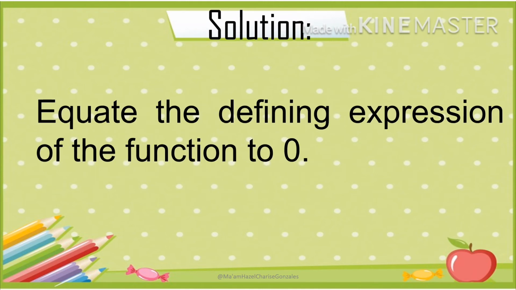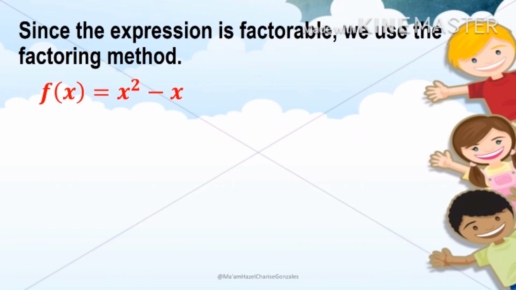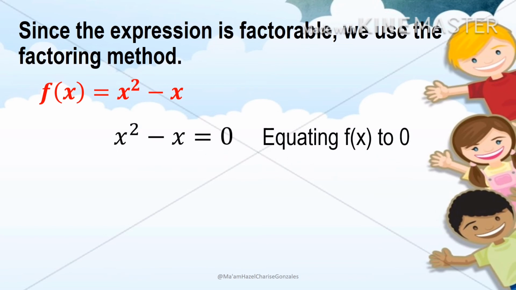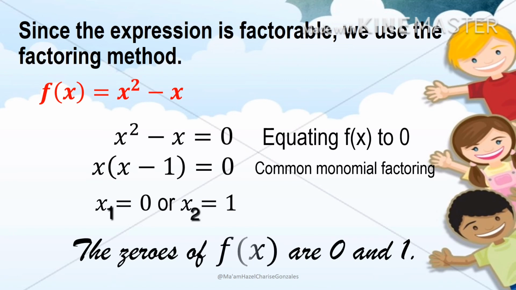For the solution, equate the defining expression of the function to 0, resulting in x squared minus x is equal to 0. Since the expression is factorable, we use the factoring method. Then, by common monomial factoring, we now have x times the quantity x minus 1 is equal to 0. By applying the zero factor property, it implies that x sub 1 is equal to 0 and x sub 2 is equal to 1. Therefore, the zeros of f of x are 0 and 1.